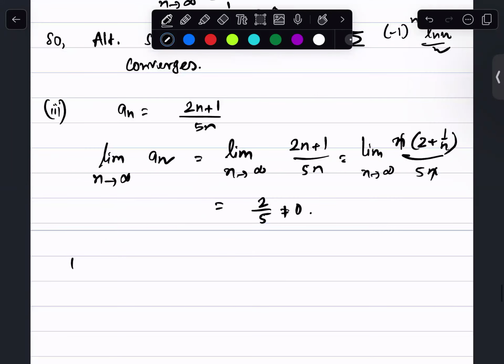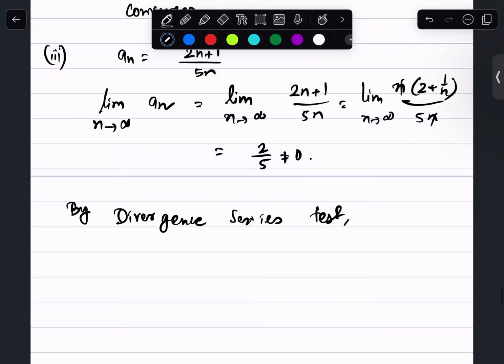So by the divergence test, the summation of (-1) to the n times (2n plus 1) over 5n diverges.